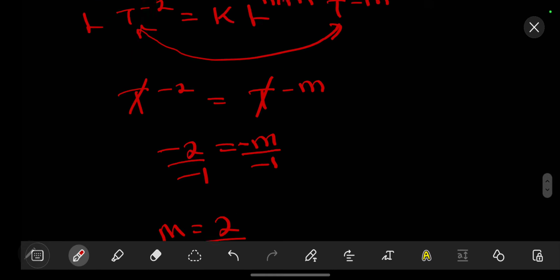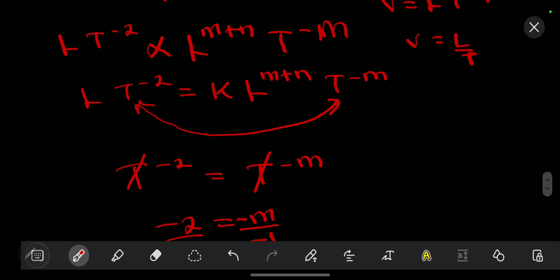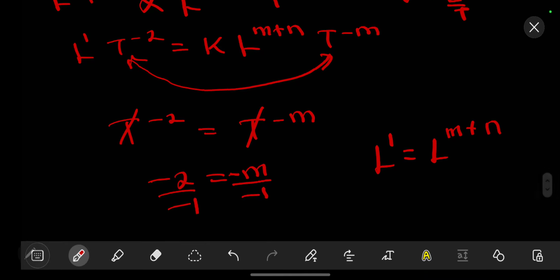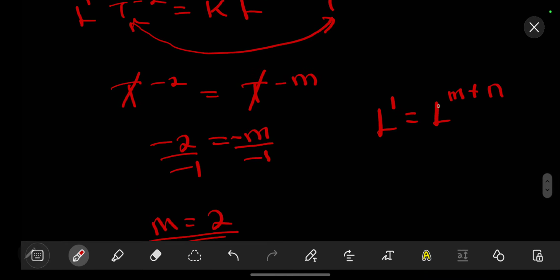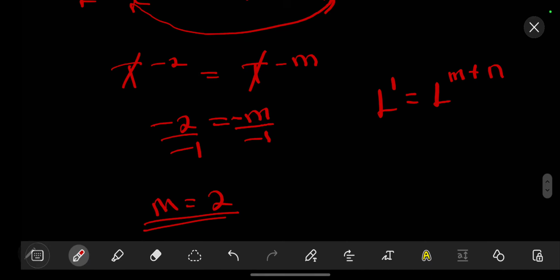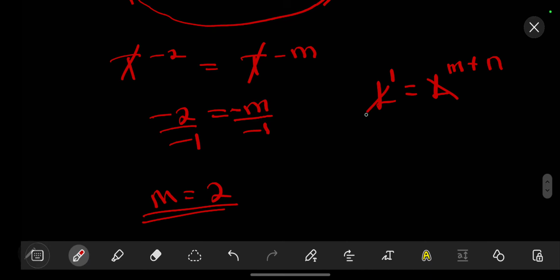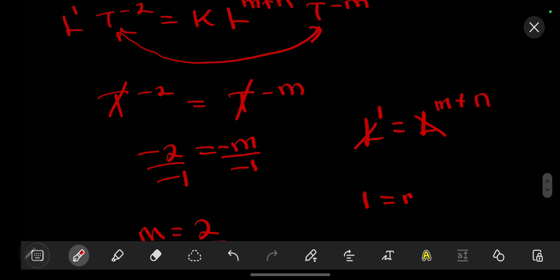Then the other value that we are going to get is L to the power 1, which is the same as L to the power 1, equal to L to the power m plus n. After doing that, we can cancel this and this. So we have 1 equal to m plus n.